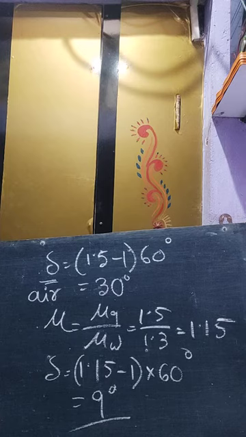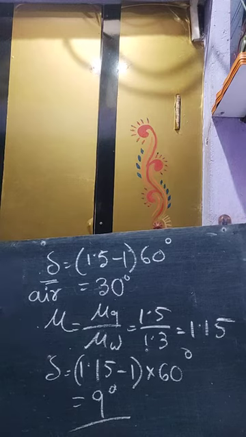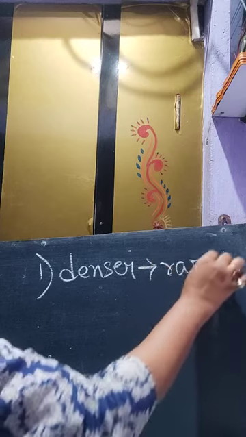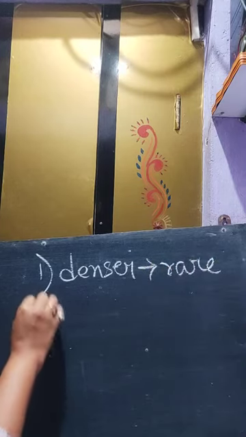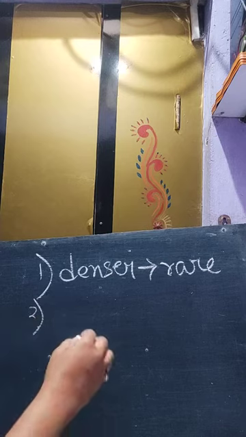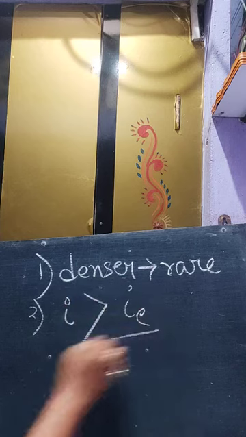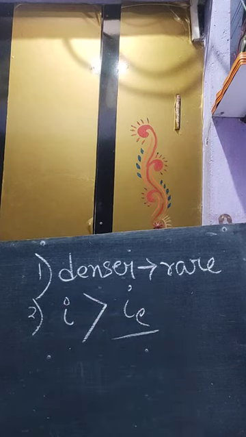Now the second thing is to state the conditions for the phenomenon of total internal reflection to occur. Two essential conditions for total internal reflection are: first, light should travel from an optically denser to an optically rarer medium; and next, the angle of incidence in the denser medium, that is i, must be greater than i c, the critical angle. So these are sort of questions which you may face.